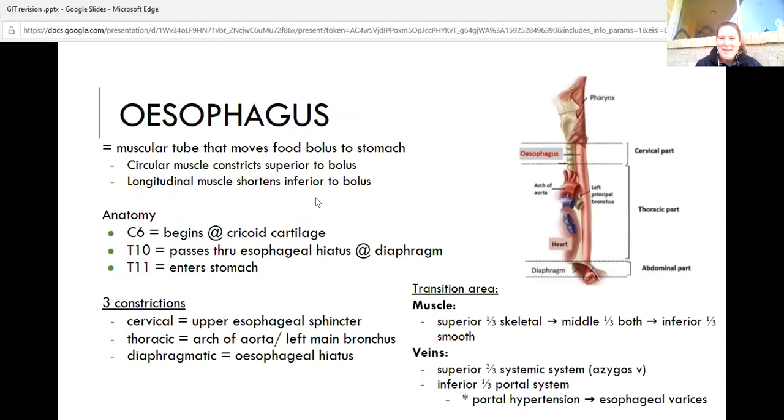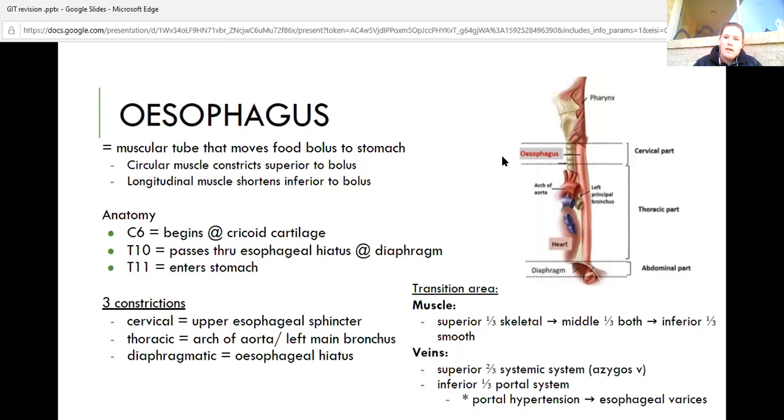Esophagus, so that's a muscular tube that's going to move food bolus to the stomach. I talked about earlier that there's two layers of muscles, the circular layer on the inside and the longitudinal layer on the outside. And the circular muscle constricts superior to the bolus and the longitudinal shortens. So that mechanism just pushes the food down.